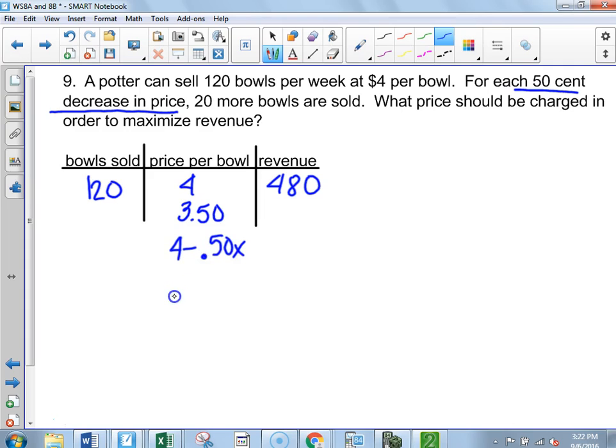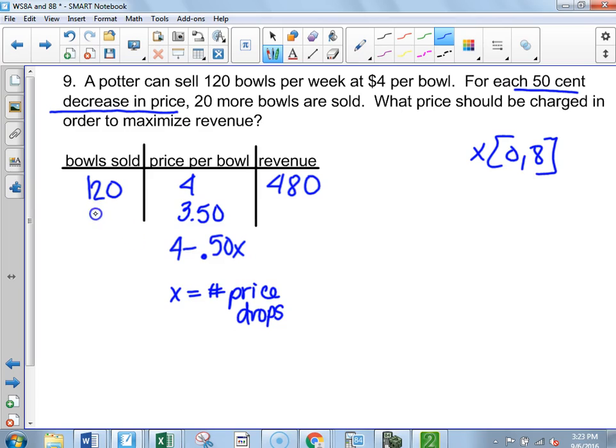I don't have a lot of time left, so I'm writing the expression at the same time. So X is going to be the number of price drops. Did that seem like magic, or do you get where I'm going with 4 minus 50? He's going to subtract 50 cents over and over. How many price drops before he's not making anything? If you have $4 and you take off 50 cents 8 times, you'd be giving your bowls away, right? So we know X can't be more than 8 for our X window here.